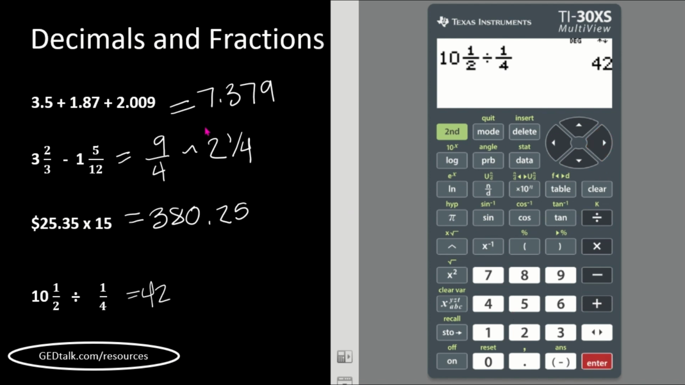So could we have done all of these by hand? Absolutely, folks. But as I stress and I share with my students, when you can use a tool, use the tool, folks. Get to know how you can use this calculator to help you out.